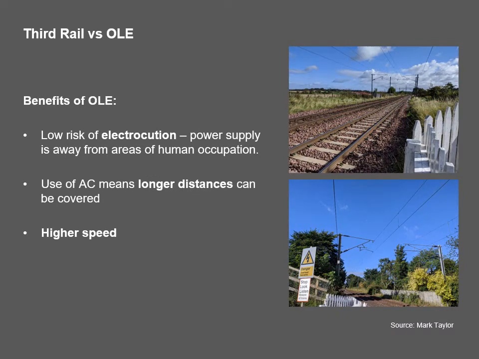So there's a number of benefits of using OLE. The first one is a lower risk of electrocution, and that's because the power supply system is away from the areas of human occupation. We also use alternating current, or AC, which means that we can transmit the electricity over longer distances. The trains can also travel at higher speeds.